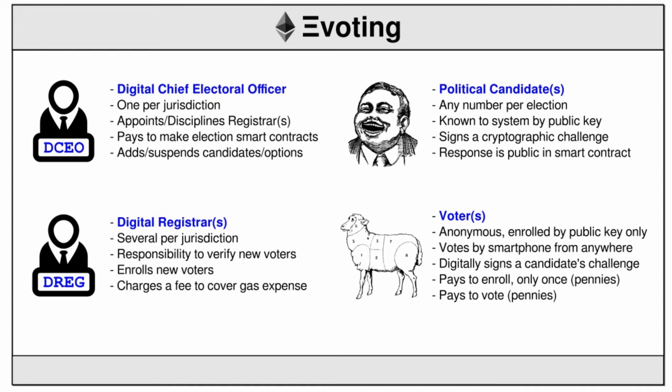And our voters can vote by smartphone from anywhere at any time. Vote from home. Vote from anywhere you can get an internet connection. And the voter votes by digitally signing a chosen candidate's challenge, and that is placed on the blockchain. And the cost to do that, again, is merely pennies.